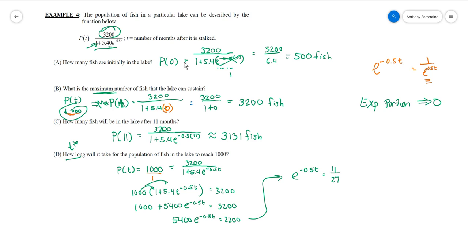I need to get rid of the exponential base e, so I'm going to turn this into a logarithmic equation. So negative 0.5t equals the natural log of 11 over 27. And t is going to be the natural log of 11 over 27 divided by negative 0.5. And when you calculate that out, it's about equal to 1.8 months.